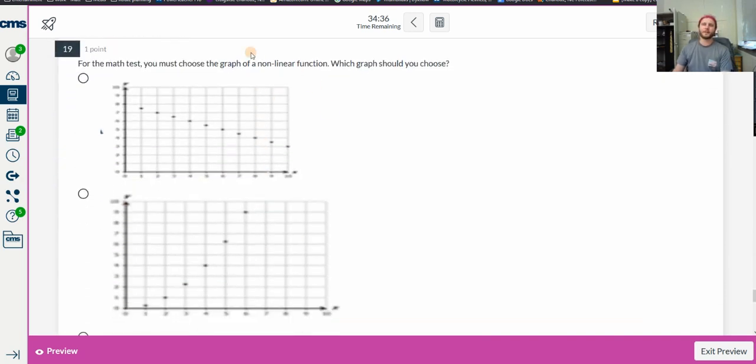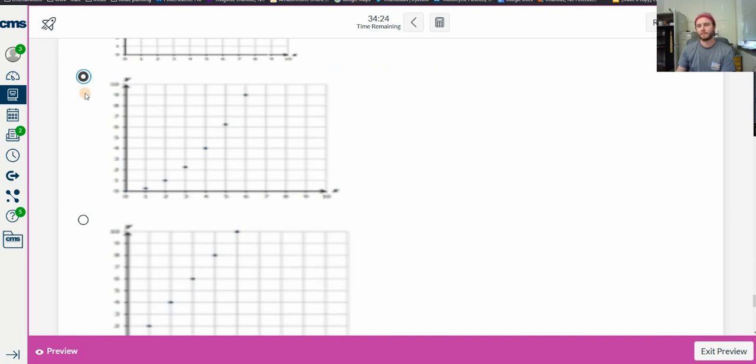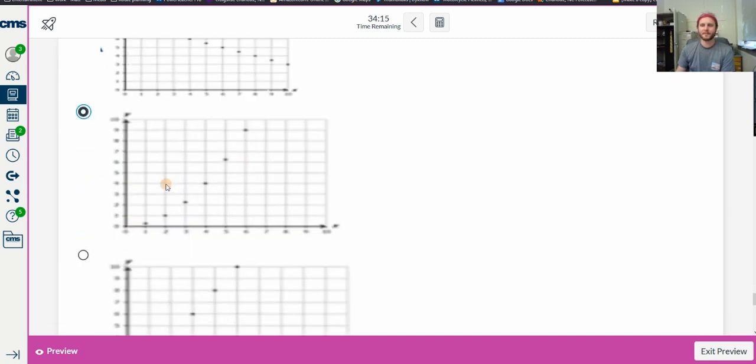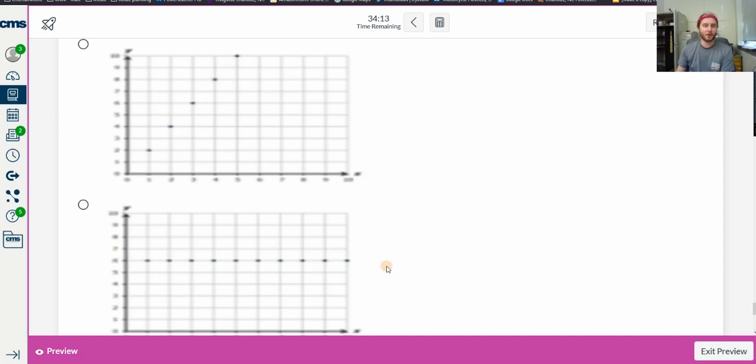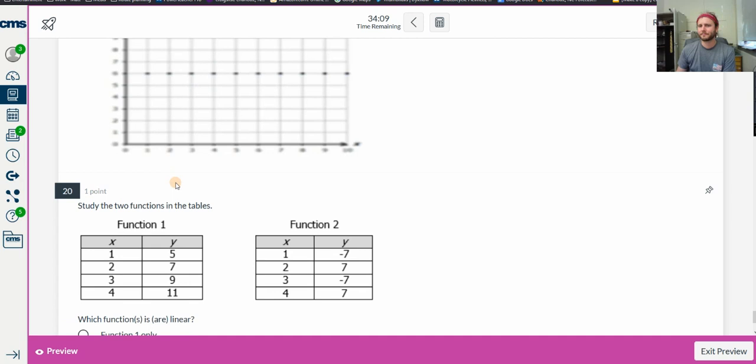Moving right along, for this one, for a math test, you must choose a graph of a nonlinear function. Which graph do you choose? Nonlinear means it is not a perfectly straight line. And that's going to be this one. This one, you can see it has a slight curve to it over time. So it's going to be B. The rest of them, it's almost an optical illusion, but they are all straight. Again, sorry for how blurry some of them came out.